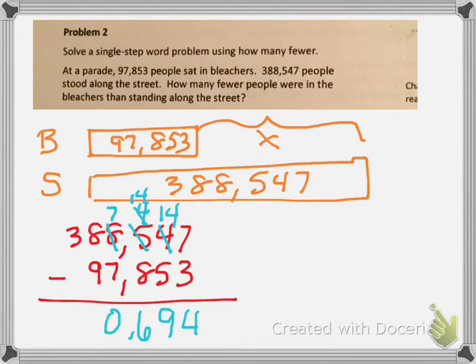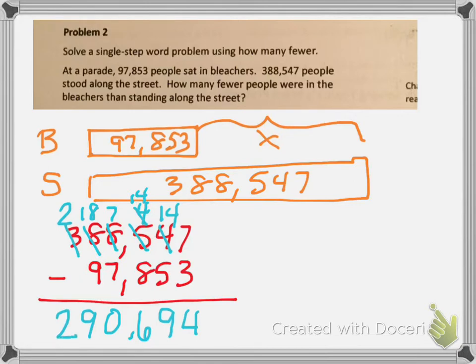All right, 10,000s column. We cannot do that. 8 take away 9. I have to go to the 100,000s. Need to rename that 3 as a 2, and this 8 is going to become 18. 18 take away 9 is 9. 2 take away nothing is 2.